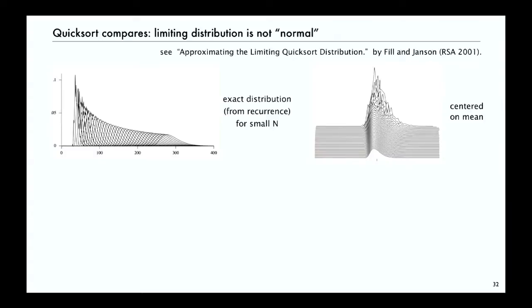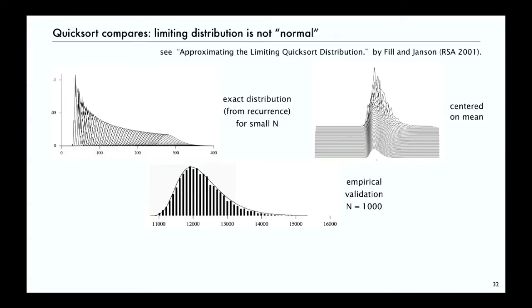So that's the exact distribution from the recurrence, which we can compute. Not just the average, we can compute for every k the probability that it takes exactly k comparisons. And then this plot takes those curves and centers them on the mean to get an idea of what kind of curve we come close to. And it's not a bell curve. It's got kind of a tail off to the right.